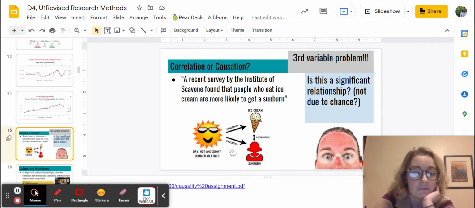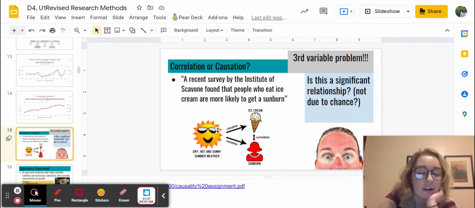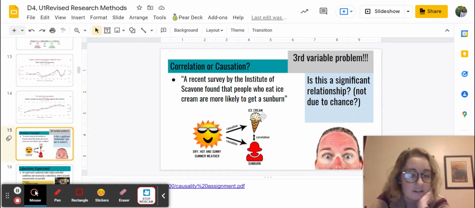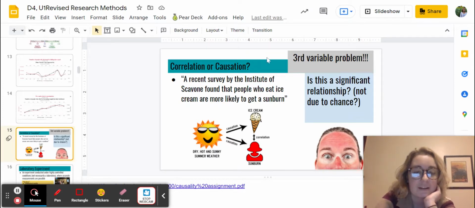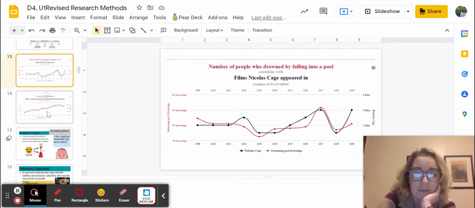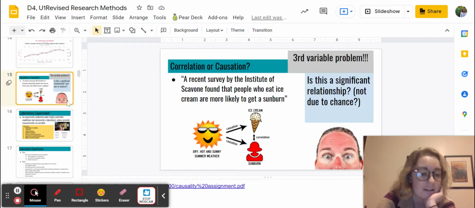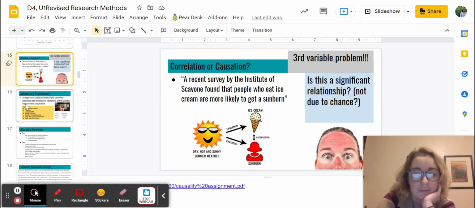So that's what you call the third variable. When there's actually something else that's causing this to look like there's causation between these two things, but it's really this third variable that's messing with it. We talk about, is this a statistically significant relationship, or is it due to chance? We see that a lot of these things might be due to chance and not actually a meaningful relationship.